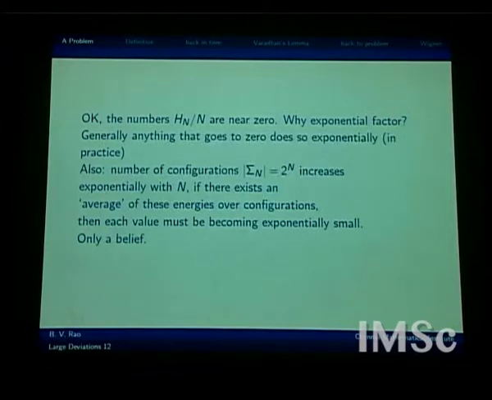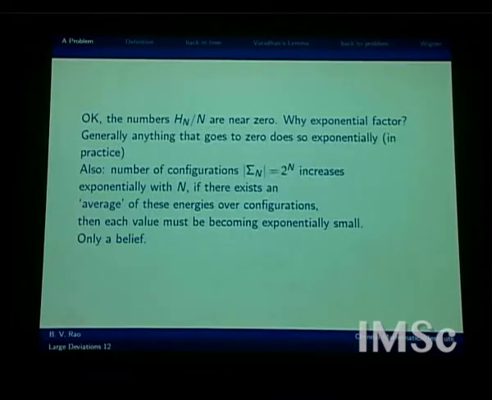So, that is one reason, but then the question is, okay, the numbers are near 0, why exponential factor? Okay. Of course, you can say that generally anything in probability, anything anywhere that goes to 0, goes to 0 at a very fast exponential rate. Of course, in mathematics that does not happen, 1 by n goes to 0, but not exponentially, but generally in practice that is what happens.